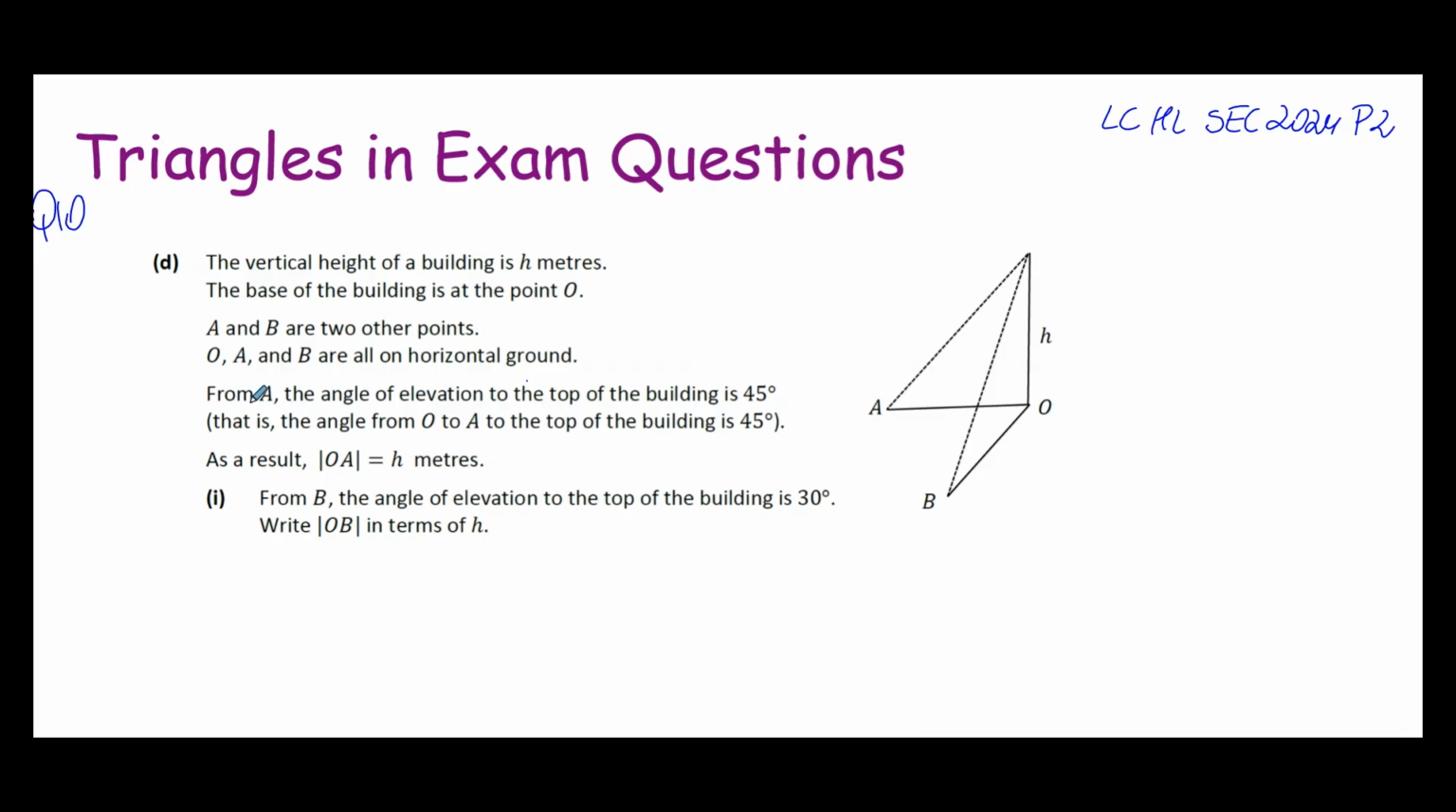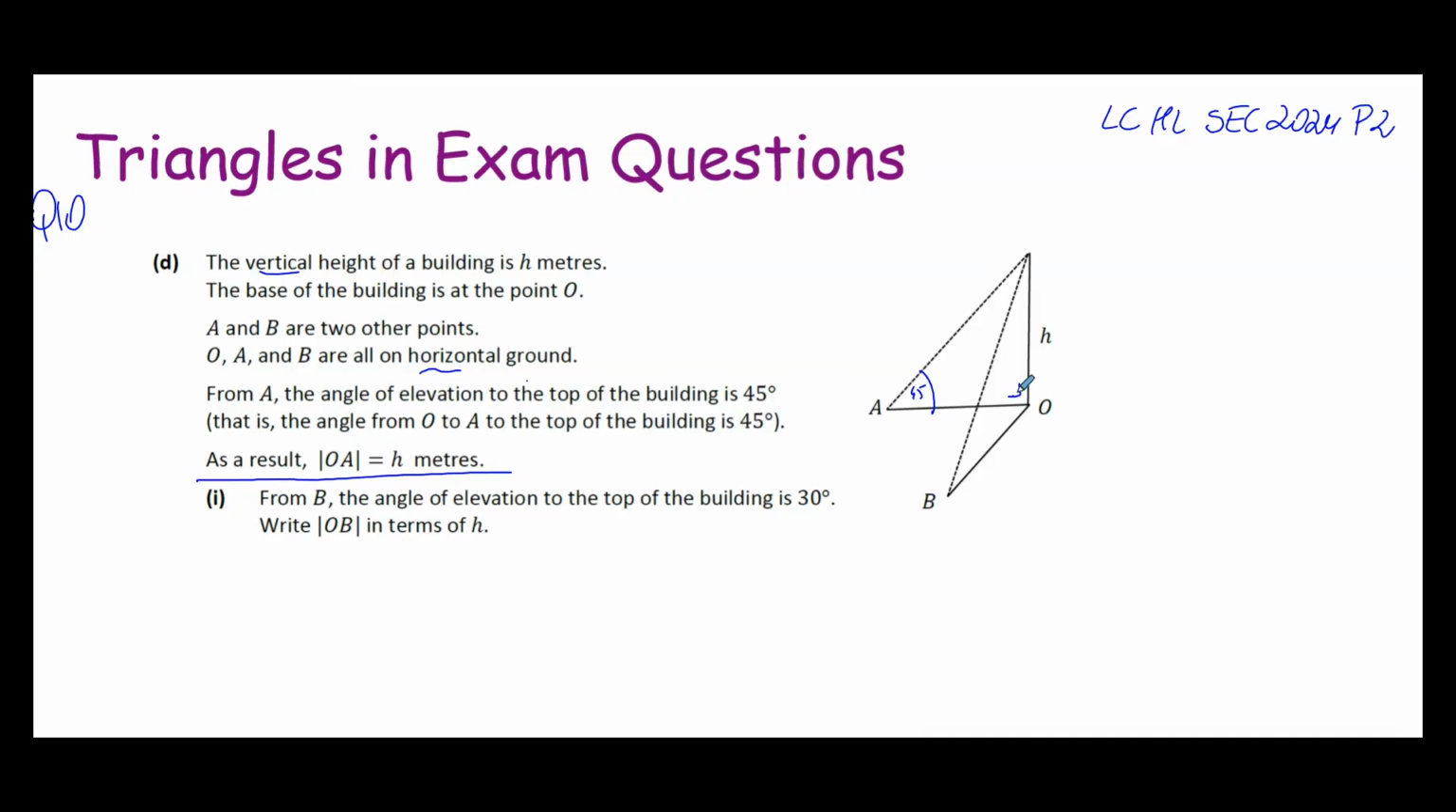And here they are making sure that we understand that is the angle from O to A to the top of the building. So that's my 45. As a result, OA is equal to h meters. How come they are saying that? Let me explain. Because this angle is 90, isn't it? It's the right angle because it's a horizontal ground and a vertical height. Horizontal and vertical create 90 degrees.